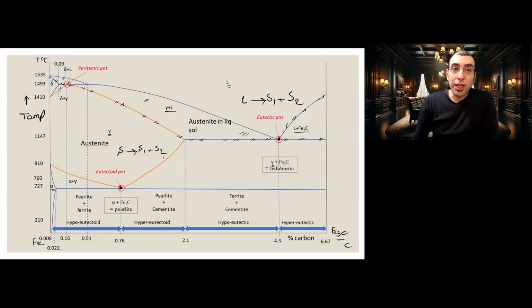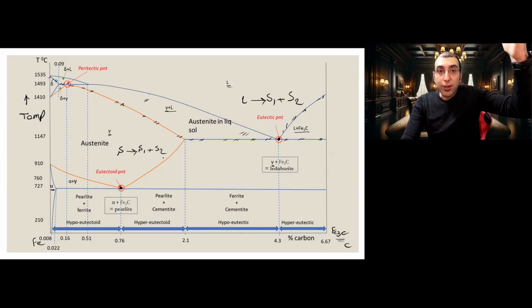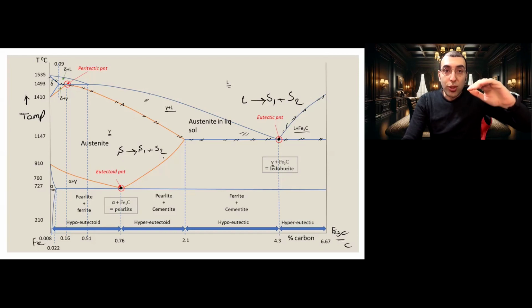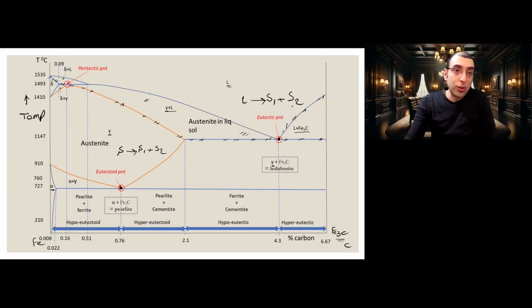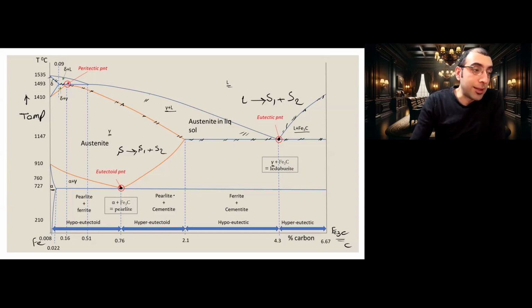So in a eutectic point, you have liquid having a phase transition to two types of solid, as you can see here. And eutectoid is about a solid being changed, transforming into at least two solid phases. So we have these two important points on a phase diagram.